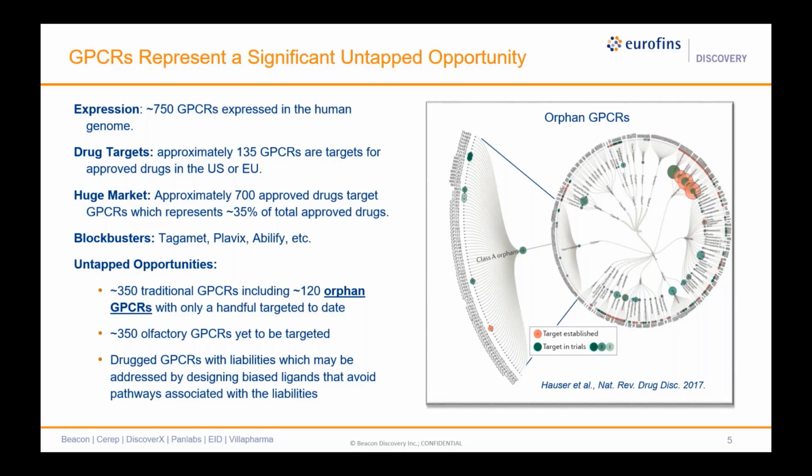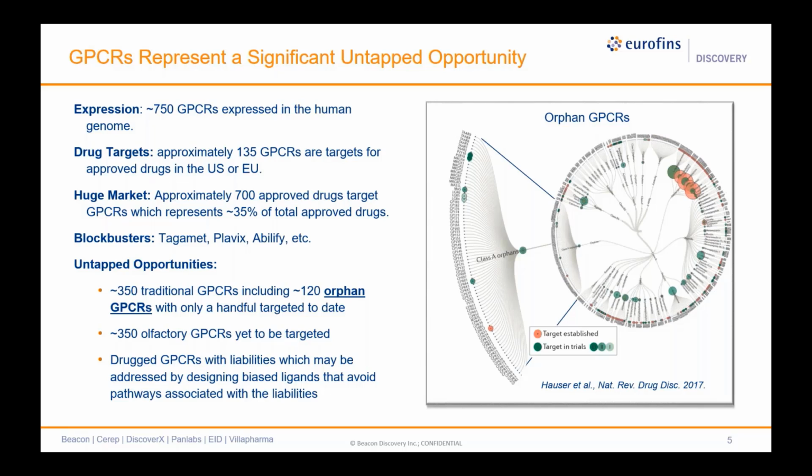So we believe that GPCRs represent a significant untapped opportunity still. Overall, there are 750 GPCRs that are expressed in the human genome. About 135 of these receptors are targets for approved drugs in the United States or the European Union. And it's a huge market. About 700 approved drugs target GPCRs, and that represents about 35% of total approved drugs. Some blockbusters that hit GPCRs are Tagamet, Plavix, and Abilify.